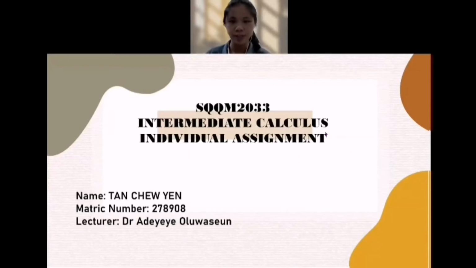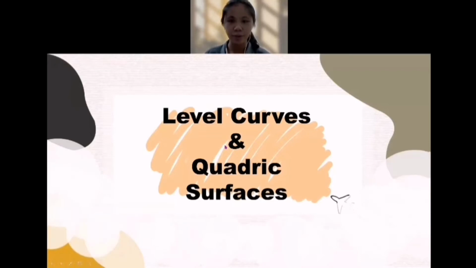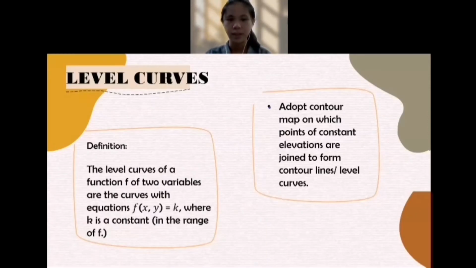Today I'm going to present my individual assignment for intermediate calculus. In this assignment, I'm going to present some topics in chapter 1, which are level curves and quadric surfaces. Let me come to my first topic, which is level curves.